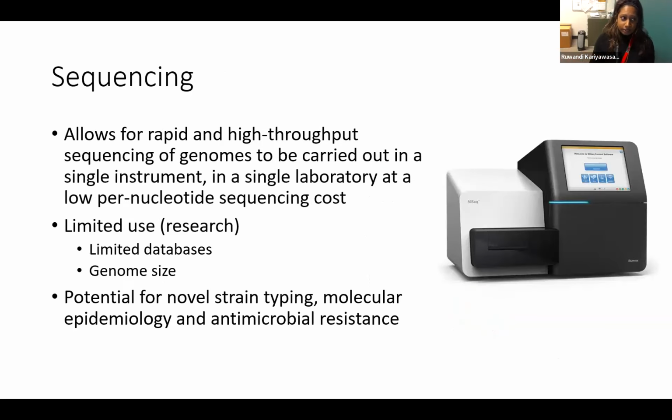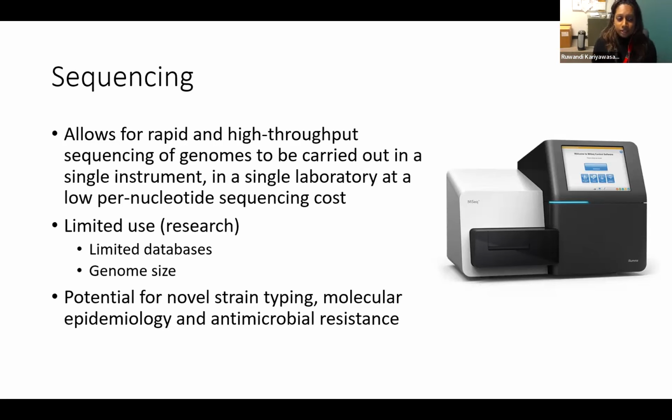Now, I want to talk about sequencing because that's been taking off in the world of parasitology. Sequencing allows for rapid, high throughput sequencing of the entire genome of some of these parasites on a single instrument in a laboratory. The drawback with sequencing currently is that it's being used more so in research settings, just because with parasitology, there are very limited databases that we can have access to compare the results to. So anytime you sequence, you want to make sure you have a good reference database available so that you can compare the results. And sometimes if those sequences for a particular organism aren't there, it may be difficult to identify.